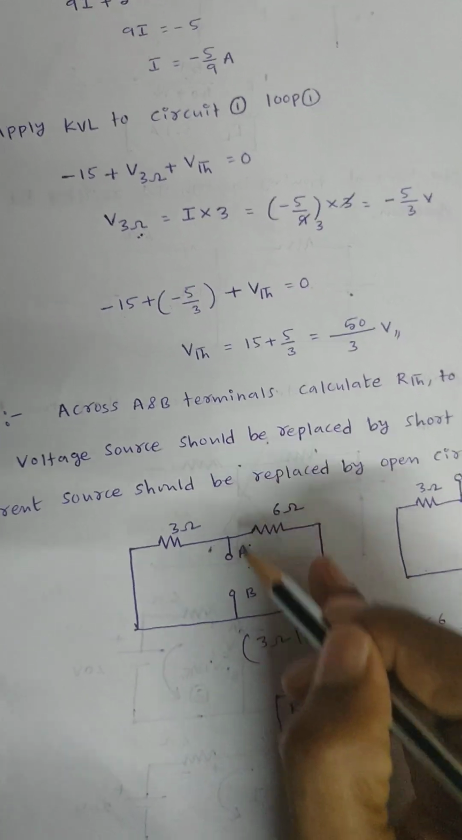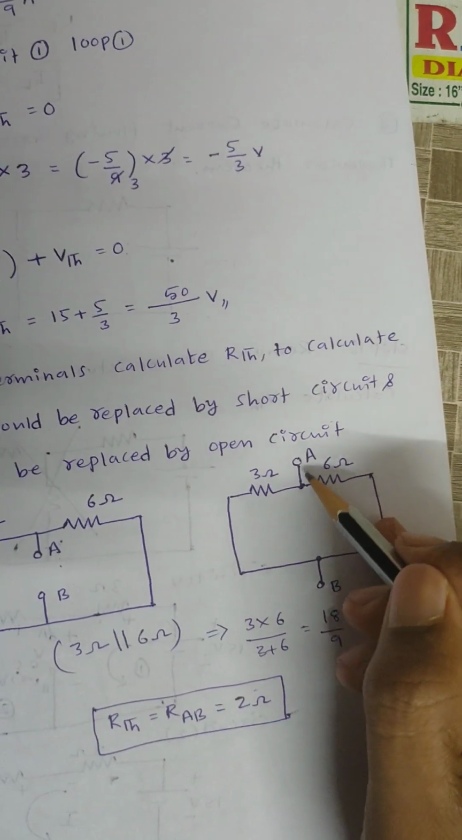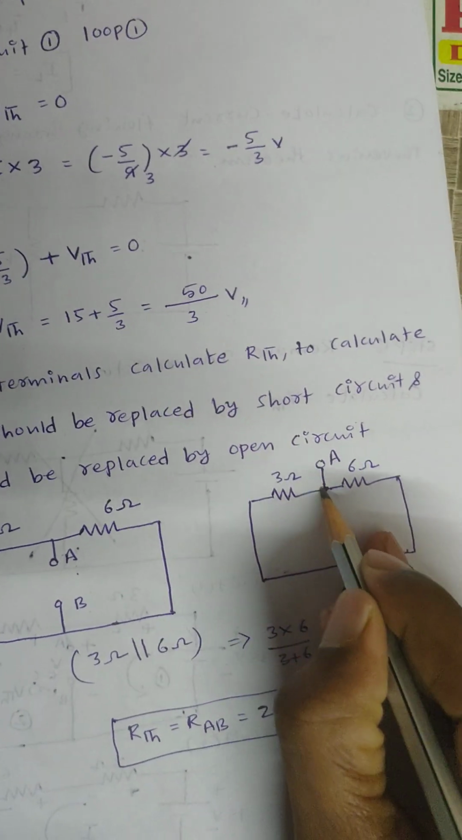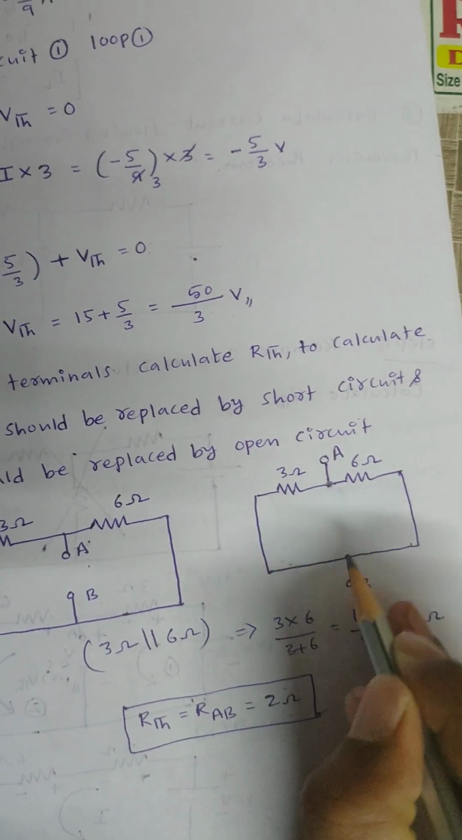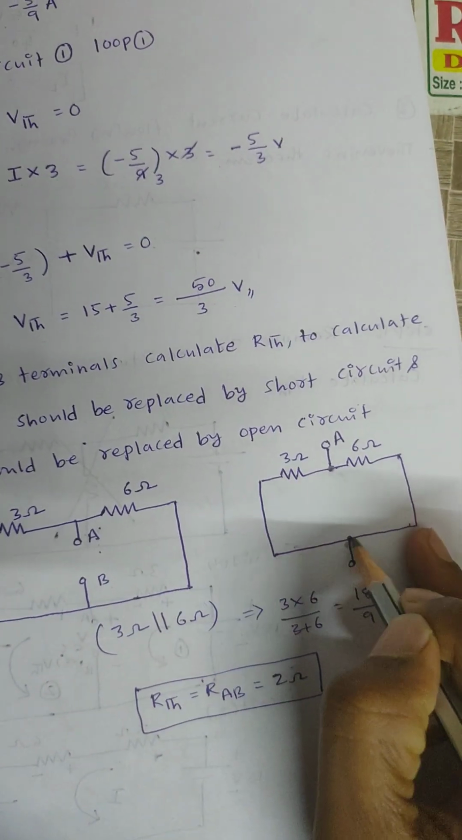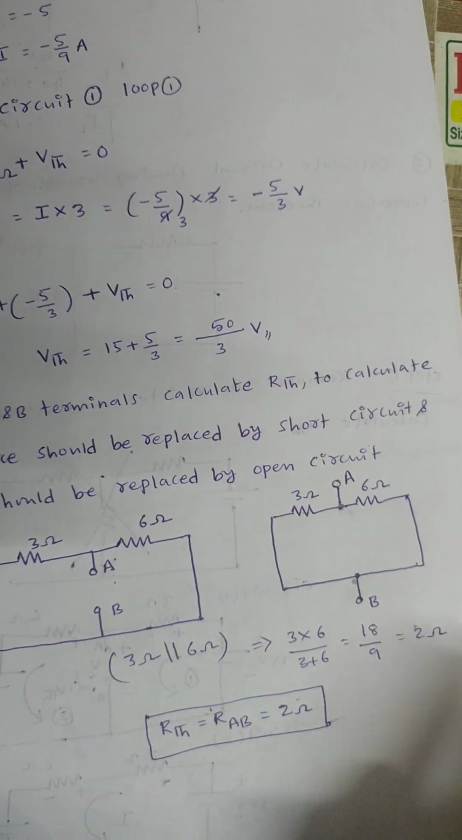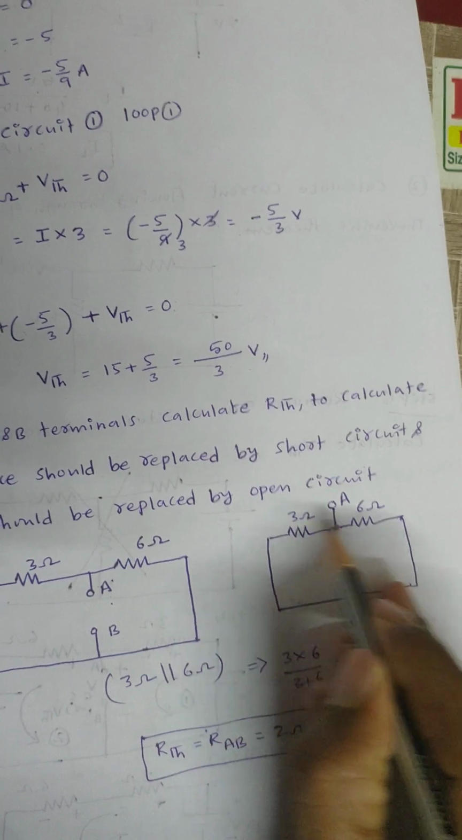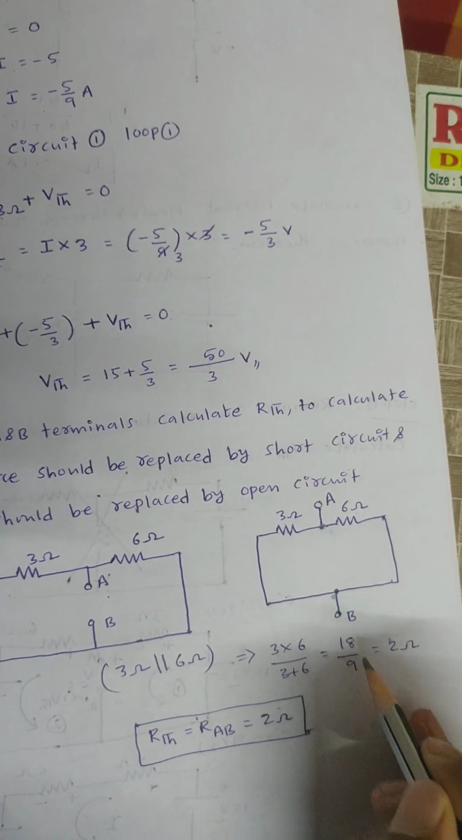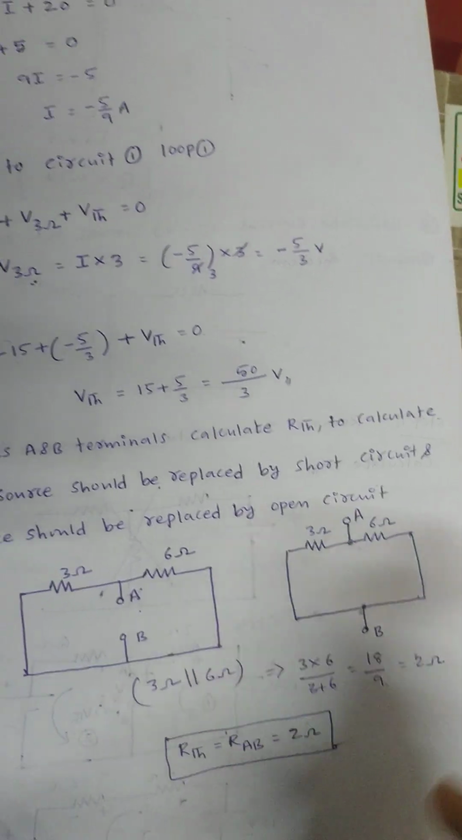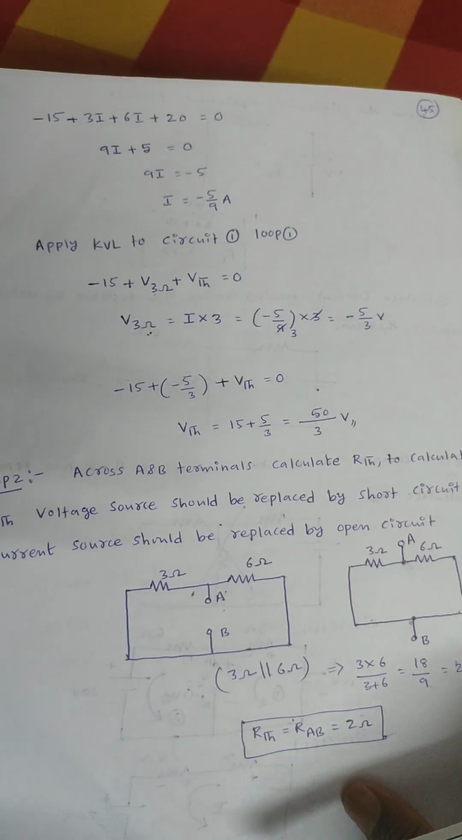I can take these two terminals as outside like this, right? Now see here, the starting points of these two resistors are connected to a common point, and the finishing ends are also connected to a common point, right? Then these two resistors are connected in parallel. Then the RThevenin value will be 3 into 6 by 3 plus 6, that is 18 by 9. I will get the RTH value as 2 ohms.